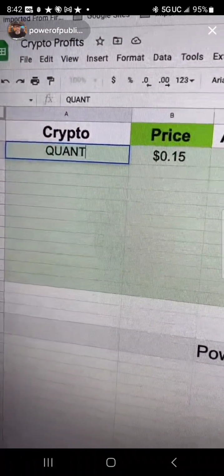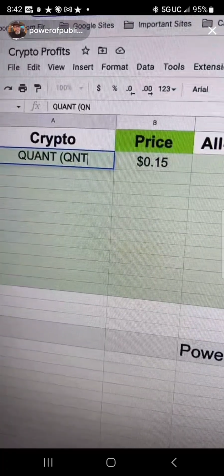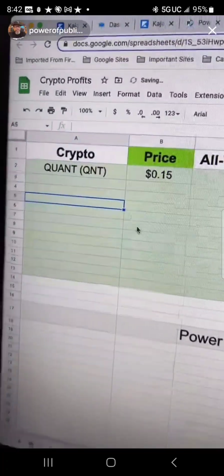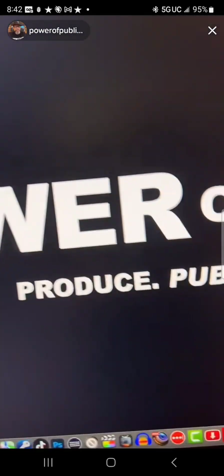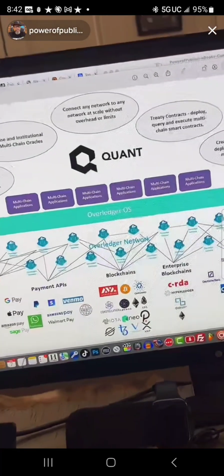Quant. Okay, the ticker for that is QNT, for anybody that doesn't know. Now, some of y'all don't know what Quant is, so I'm gonna help you out real quick, because if I'm gonna do this for you, I need to let you understand what Quant is. Quant is this.